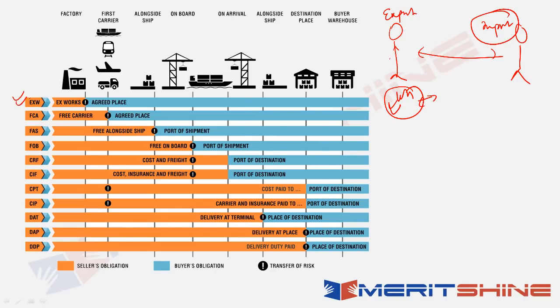This is the term. From the warehouse of the exporter, this buyer will come at the agreed place along with his transporter and take the goods from there to his warehouse. All right. So this is called Ex Works. First just listen to what happens in all of these, and then I will explain the difference and how things change there.